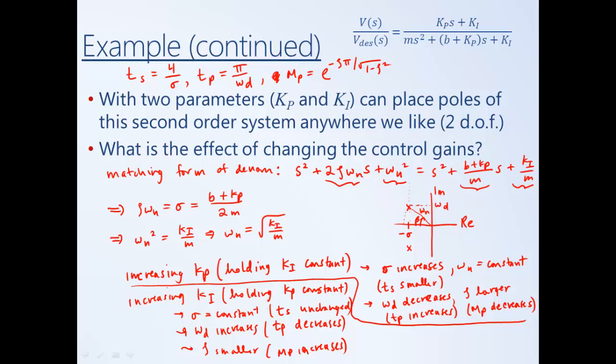And again, these relationships don't hold precisely because we don't have a canonical second order system. But understanding these relationships helps us get an idea of trends. These sorts of trends, like increasing Kp makes Ts smaller, or increasing Ki makes Tp smaller, tend to hold even when we don't have a perfectly canonical system. And so it can be helpful in tuning gains.